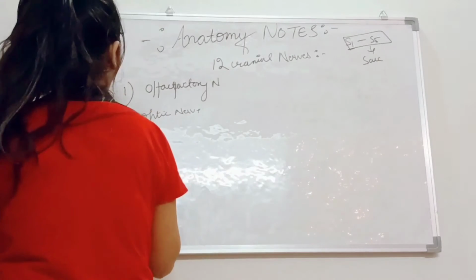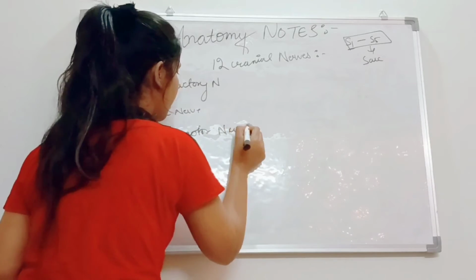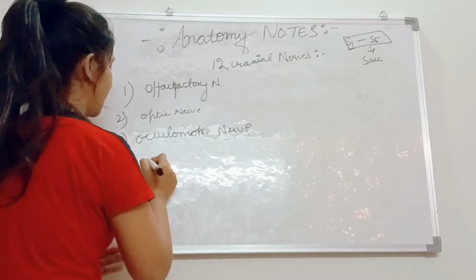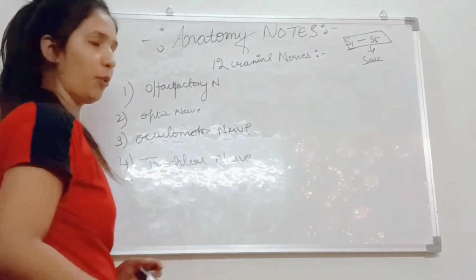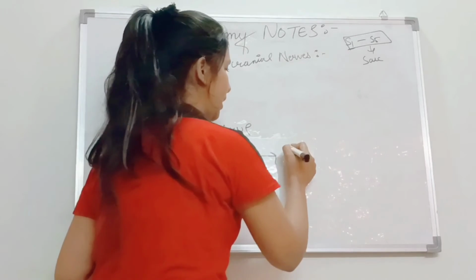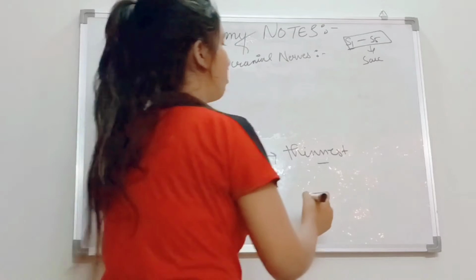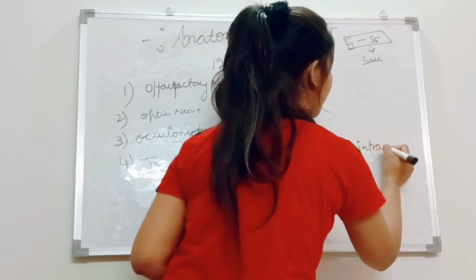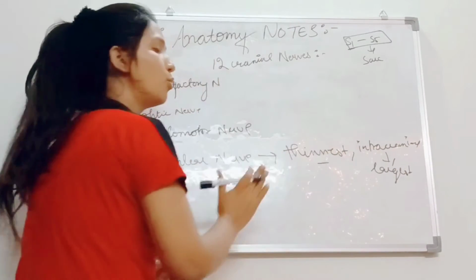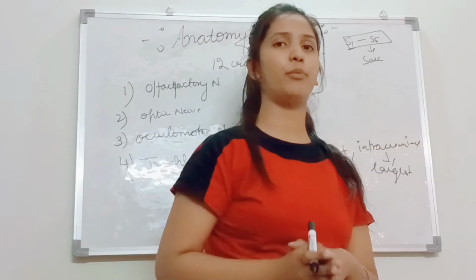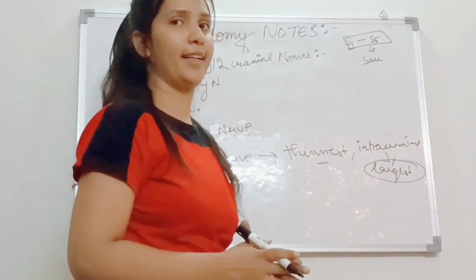and the third is the oculomotor nerve. And the fourth we call the trochlear nerve. I want to highlight one single point about the trochlear nerve: in terms of size, it is the thinnest nerve, but it has the longest intracranial course. These are the 2 points very important from the exam point of view: the trochlear nerve is the thinnest nerve and it has the longest intracranial course.